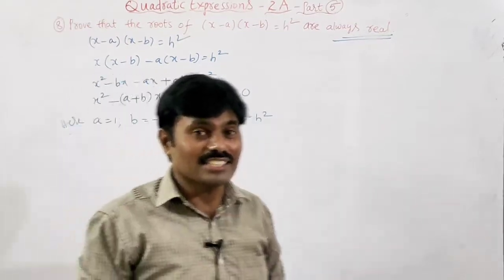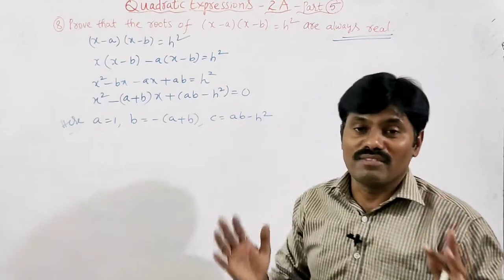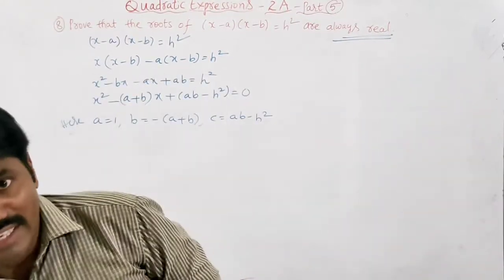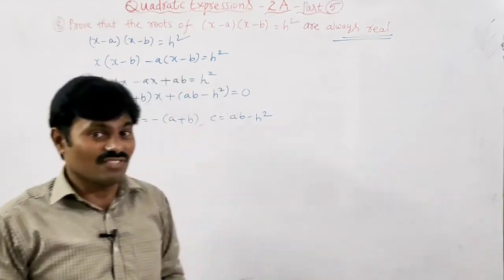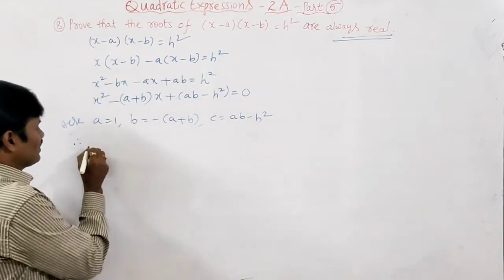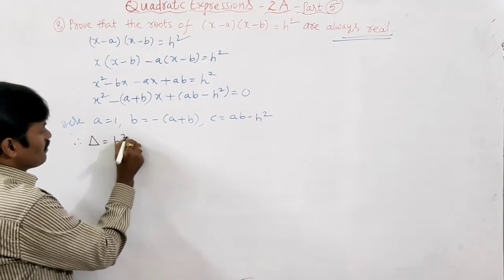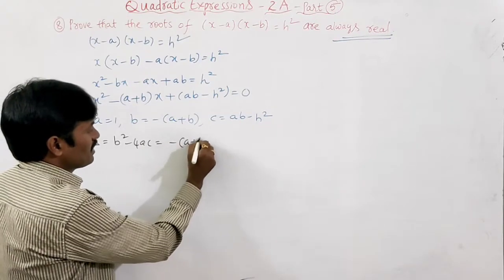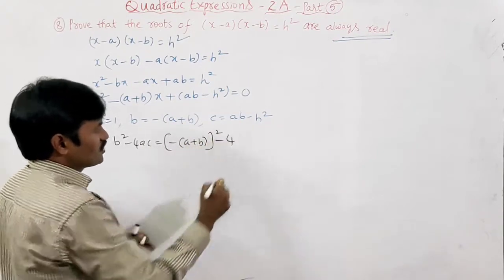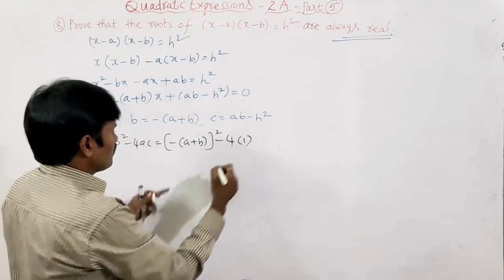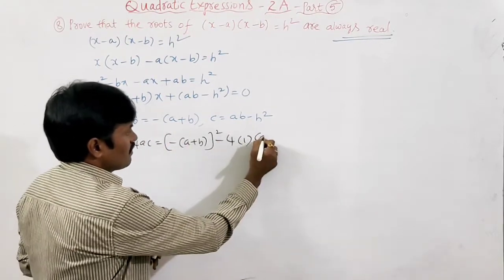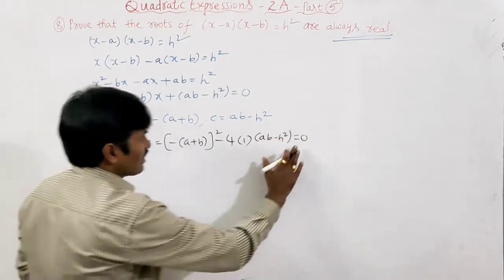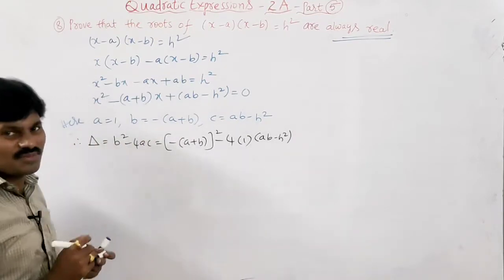How do you find the nature of the roots of a quadratic equation? By finding the value of its discriminant. So what is the formula to find out the discriminant of this quadratic equation? That is b square minus 4ac. Now find the discriminant value delta, that is equal to b square minus 4ac, where b is equal to minus of (a plus b) whole square minus 4 into a value is 1, into c value is ab minus h square. We have to find the value of this minus 4ac.